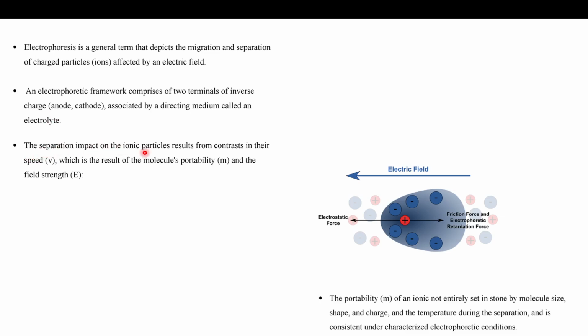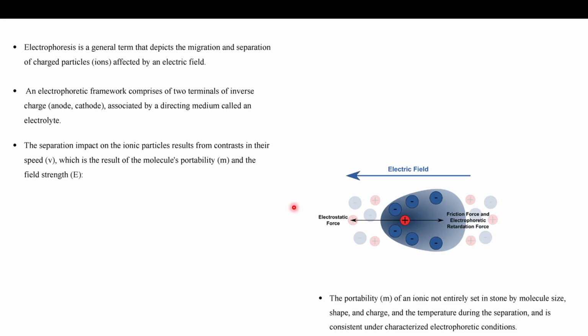Now, the separation of the ionic particles results from contrasts in their speed, which is the result of the molecule's mobility or, in general, the molecule's mass, definitely the size of the molecule, and the field strength, how strong the voltage or electric field applied is. Based on that, the movement of the molecules is affected.